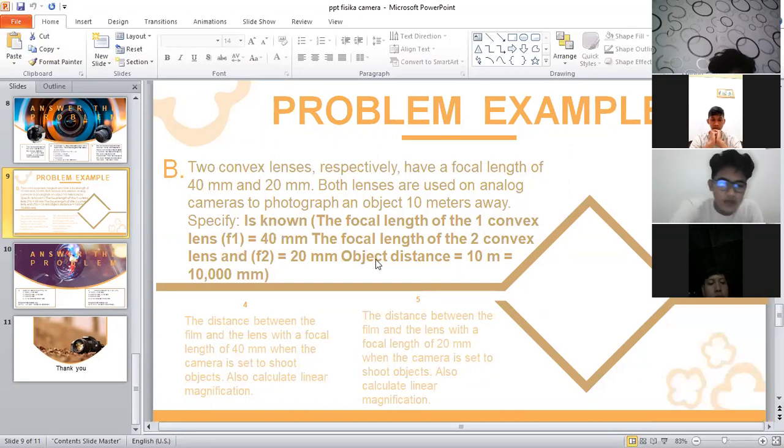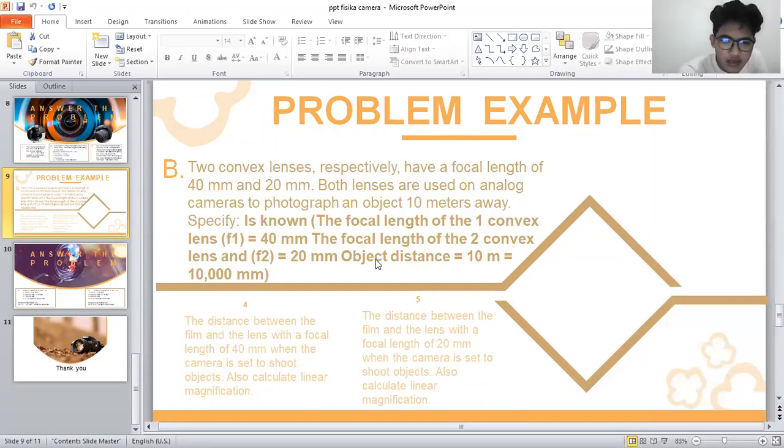Object distance equals 10 meter equals 10,000 millimeter. 4. The distance between the film and the lens with a focal length of 40 millimeter when the camera is set to shoot object. Also calculate linear magnification. 5. The distance between the film and the lens with a focal length of 20 millimeter when the camera is set to shoot object. Also calculate linear magnification.